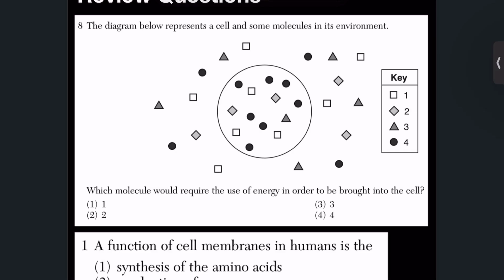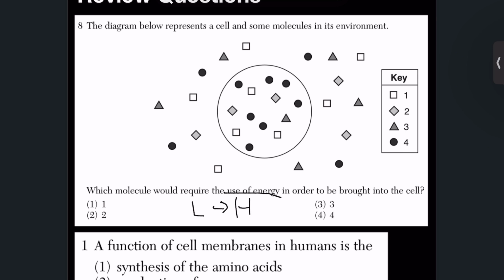Okay, so here we have some review questions. We start with number 8, which says, the diagram below represents a cell and some molecules in its environment. Which molecule would require the use of energy to be brought into the cell? Because it says requires the use of energy, we know that we're dealing with active transport, which will take us from a low concentration to a high concentration. So we want to see which one to be brought into the cell has a low concentration outside of the cell and a high concentration relatively inside the cell.